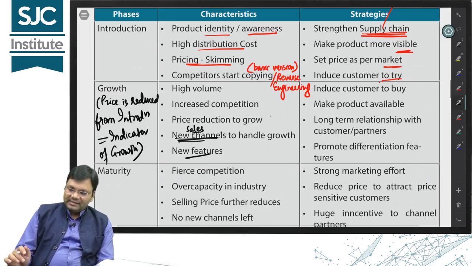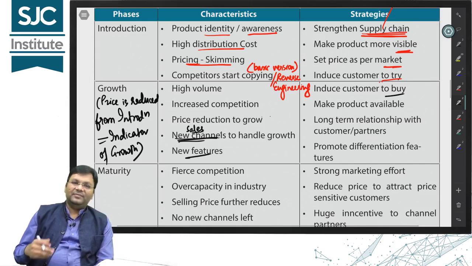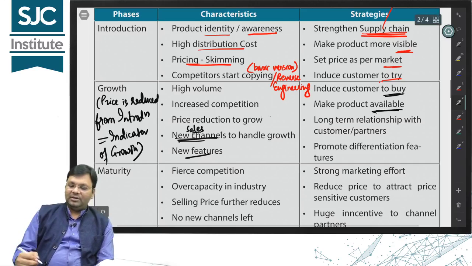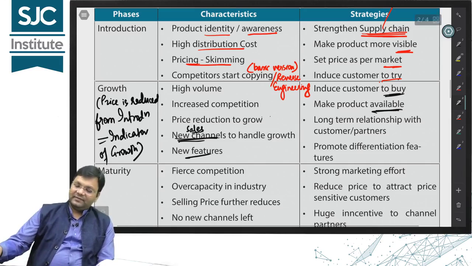And then the strategy here should be that you now induce the customer to buy. So you should give them some offers by price reduction basically. Make the product available. You may pre-book in the introduction phase, but in the growth phase you should actually make it available. Have long-term relationships with your partners, customers or suppliers, because now you are not planning to withdraw. You will be entering the maturity phase, which has more volume than the growth phase. So you need to maintain a good relationship with them.